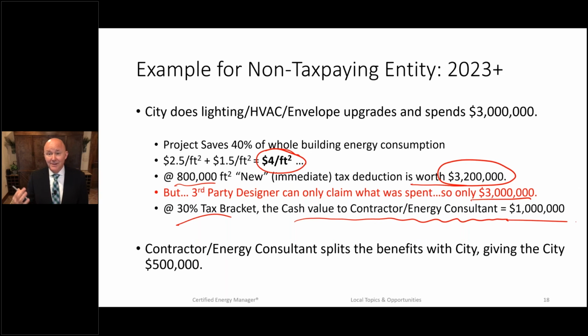So the contractor, they're going to get $1 million in benefit. And then let's just say they split it 50-50. Again, now you're giving $500,000 to your city. They like you. And if you're an energy manager, energy engineer, or people on this call typically, it's nice to be liked once in a while.